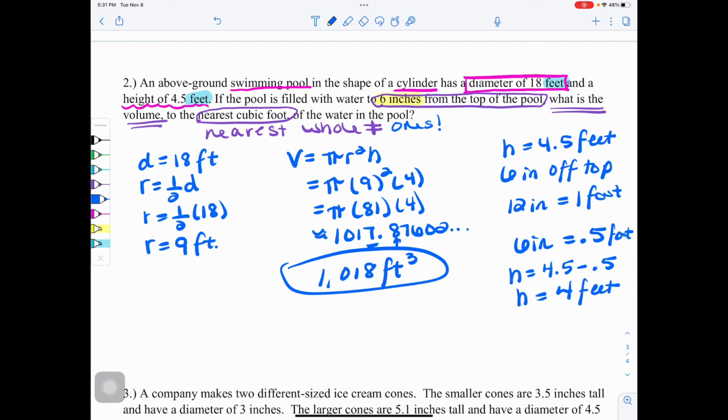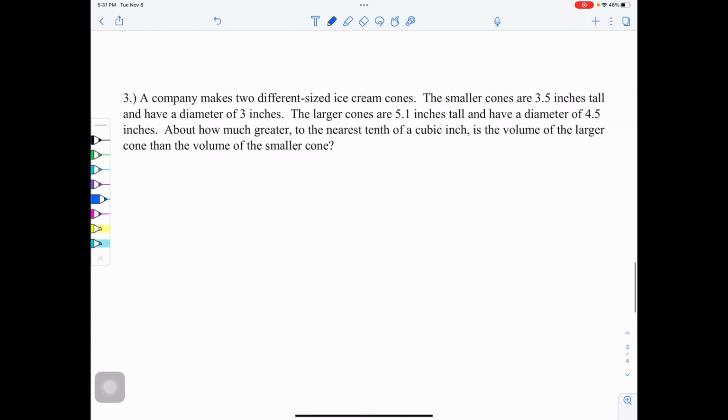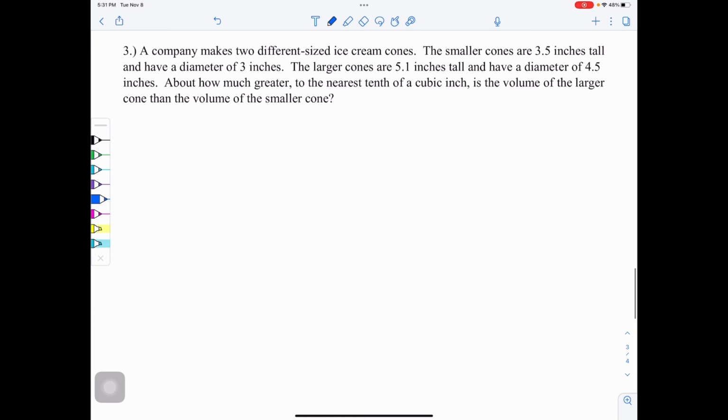Now for our last problem. A company makes 2 different size ice cream cones. So ice cream cones, definitely a cone. The smaller cones are 3.5 inches tall and have a diameter of 3 inches. The larger cones are 5.1 inches tall and have a diameter of 4.5 inches. About how much greater to the nearest tenth of a cubic inch is the volume of the larger cone than the volume of the smaller cone?